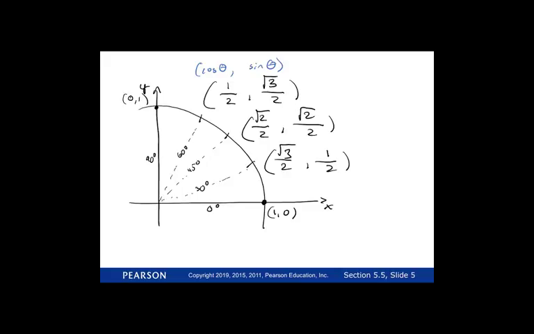Let's try again. Tell me cosine of 30 degrees. If we're doing 30 degrees, which one are we considering? The one that says 30, right? What's cosine of 30 degrees? Root 3 over 2. What is cosine of 60 degrees? Okay. What's cosine of 0 degrees?